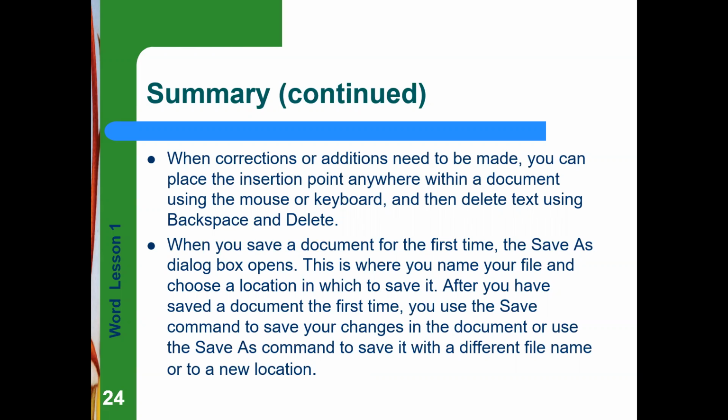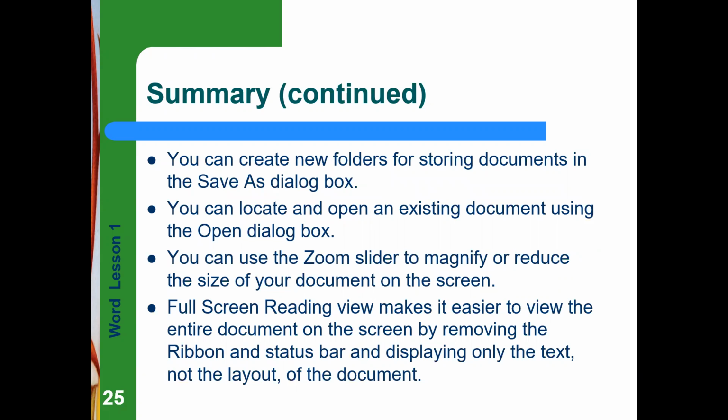So Save is used to save a new file which is not already saved, or give a name, choose the location, or Save As is used to make a copy of the document with a different name. So this is the difference between save and save as. Apart from that, you can create new folders for storing documents in the Save As dialog box. So before you save it, you can add a folder directly in the location. So you can locate and open an existing document using the Open dialog box.